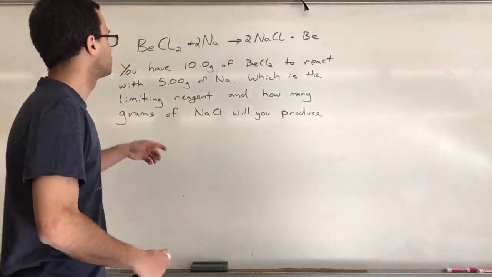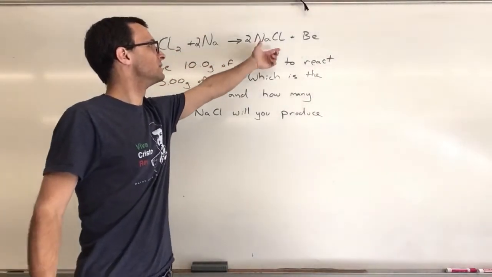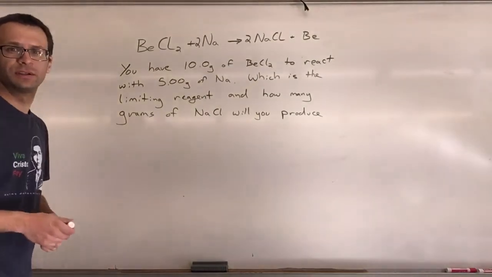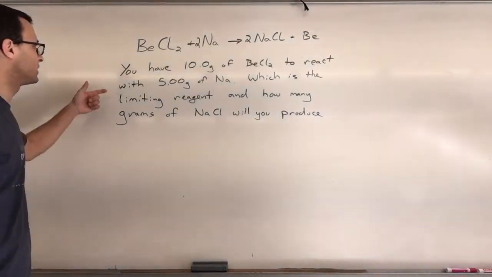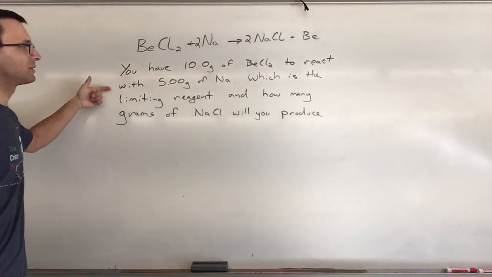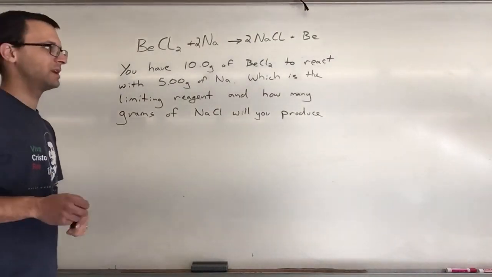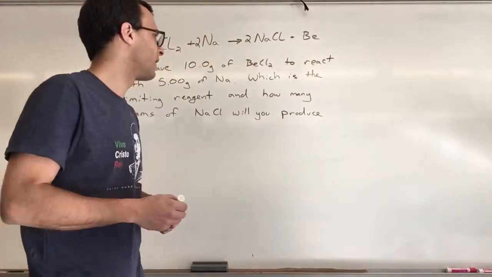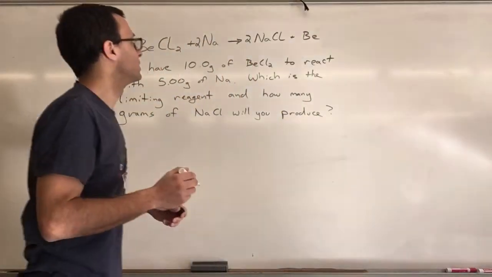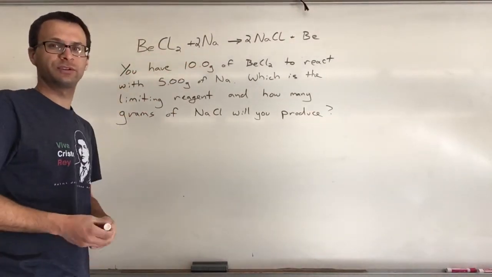So if we have this particular reaction, beryllium chloride and sodium is a single replacement reaction to sodium chloride and beryllium. The question is, you have 10 grams of beryllium chloride to react with 5 grams of sodium. Which is the limiting reagent, and how many grams of sodium chloride will you produce? So the question then becomes, do you run out of the beryllium chloride first or the sodium first?